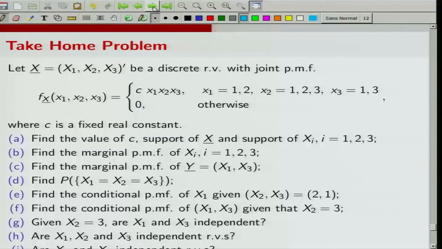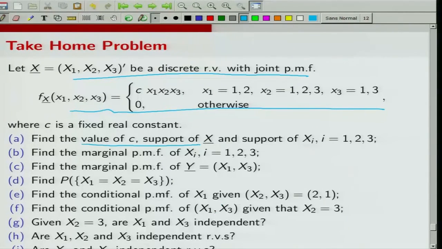So, let me give this as a take home problem. Suppose X1, X2, X3 be discrete random variables with joint probability mass function as given by this, where c is a fixed real constant. So, find the value of c, the support of X and the support of Xi. Now, note that here support of X1 is 1, 2, support of X2 is 1, 2, 3, support of X3 is 1, 3. In the joint probability mass function, you can separate out the terms of X1, X2, X3. In the range also you can separate out the terms. So, one can just through observation say that X1, X2, X3 are independent.